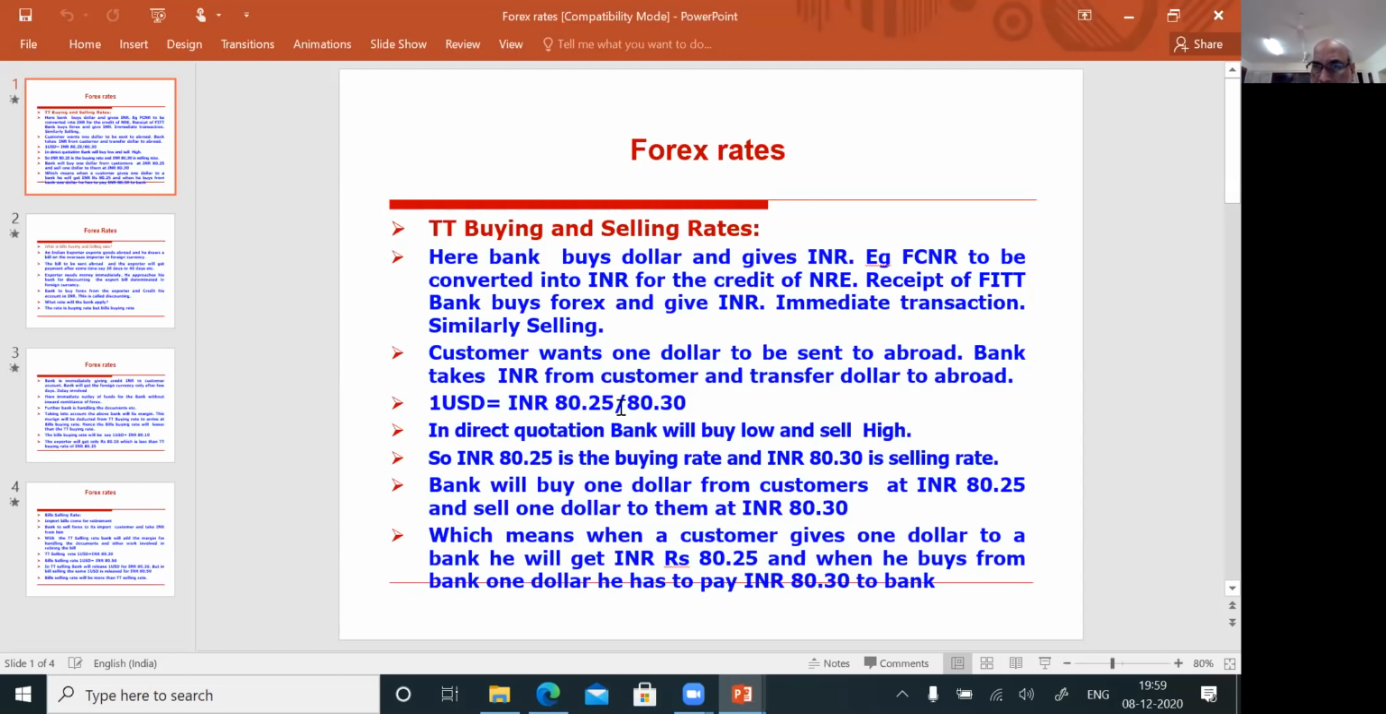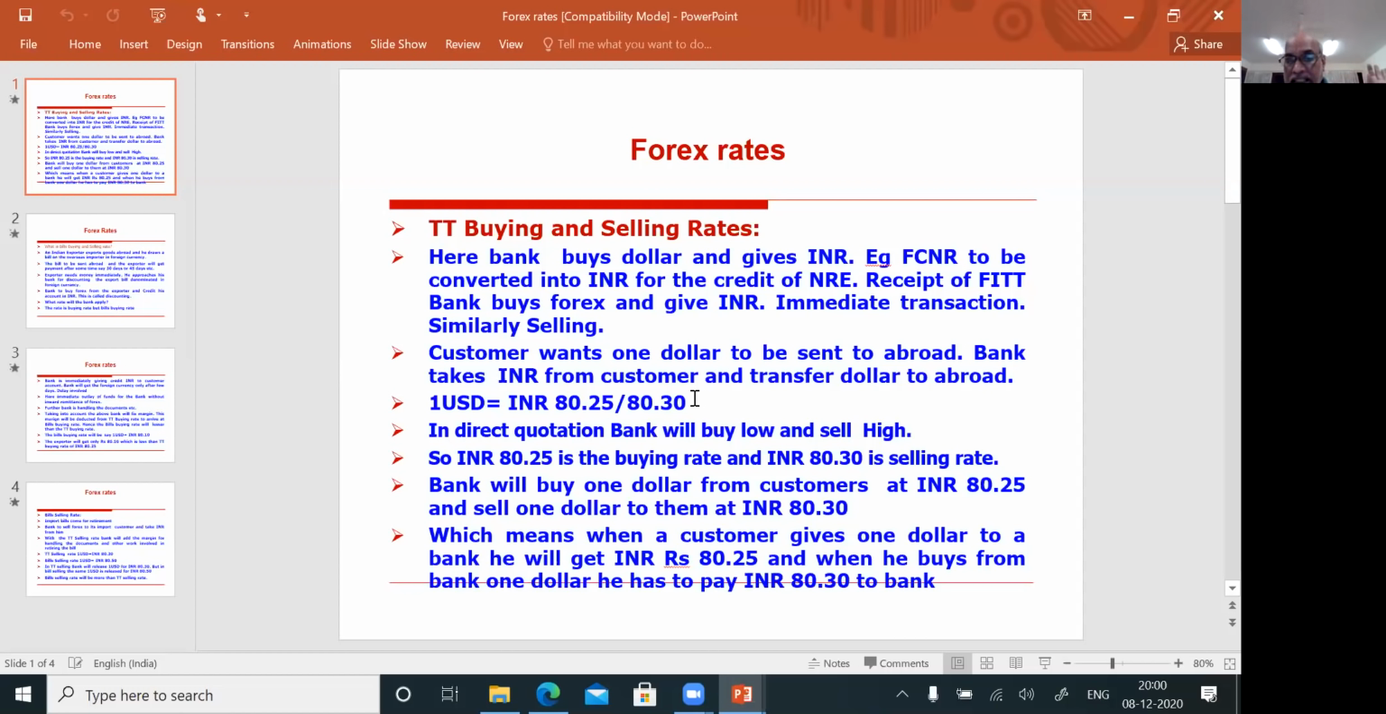So when the customer gives $1 to you, you will give him 80.25 paise. On the other hand, when the customer comes and says, sir, I want $1 from you, you have to sell. At that time you will sell him. You will tell him, you give me 80.30 paise. So in a direct quotation, the axiom is buy low, sell high.